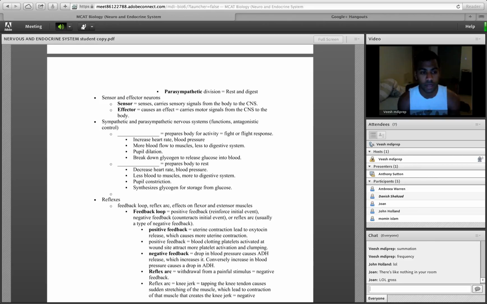Parasympathetic, it prepares your body for rest. So rest and digest. Decreases heart rate and blood pressure, less blood to the muscles, more to the digestive system. Pupils constrict, and instead of releasing glucose into your blood, the glucose is actually stored as glycogen in your glycogen storage, which are both in your muscles and your liver.